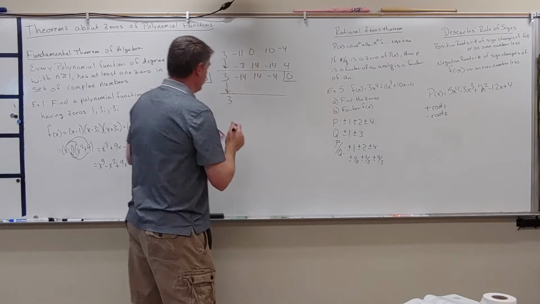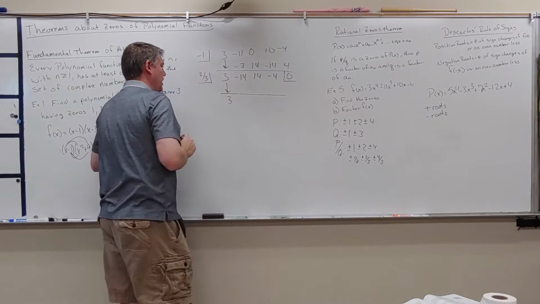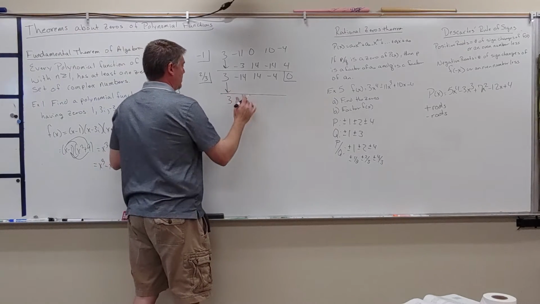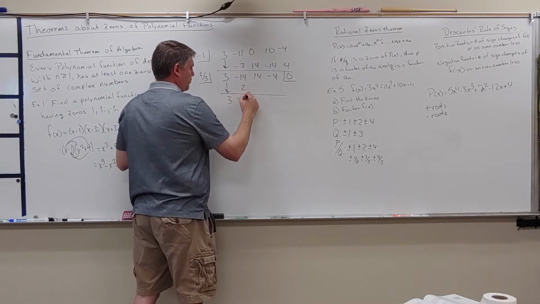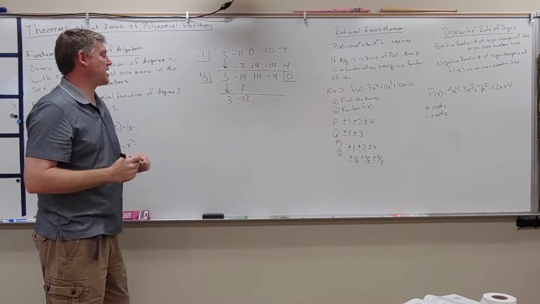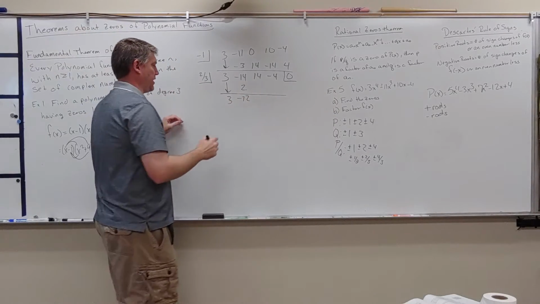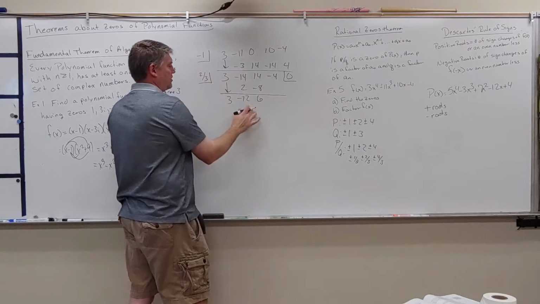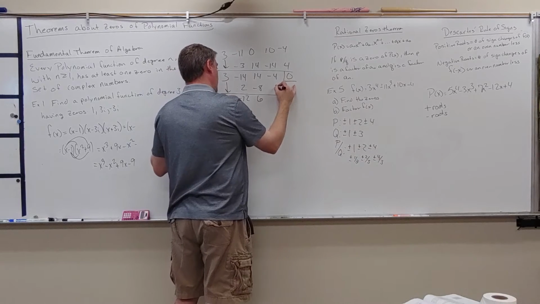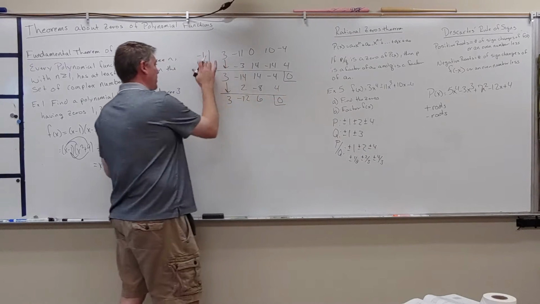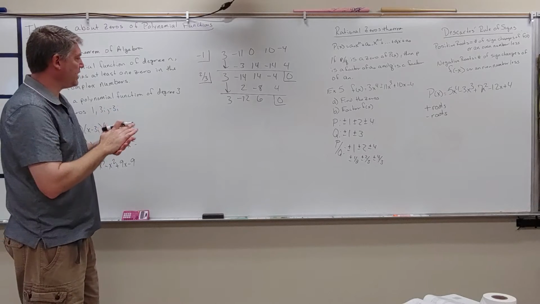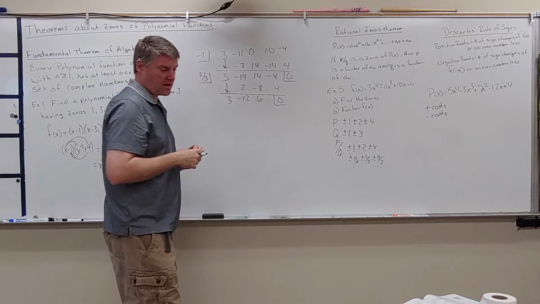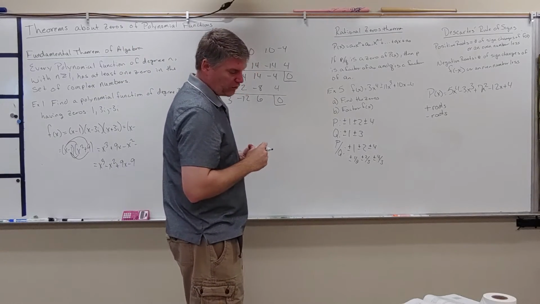To save time, we're going to go to 2/3 and see if 2/3 works. 2/3 times 3 is 2. This gives me negative 12. 2/3 times negative 12 is negative 8. That gives me 6. 2/3 of 6 is 4. That gives me 0. So now I know that negative 1 is a factor and 2/3 is a factor. And now we can kind of go from there.